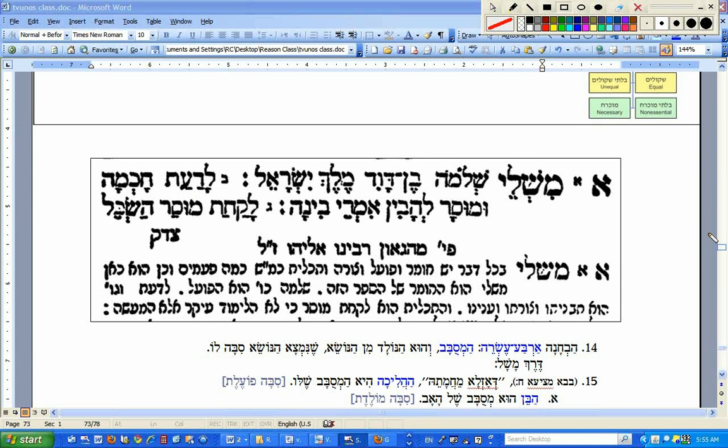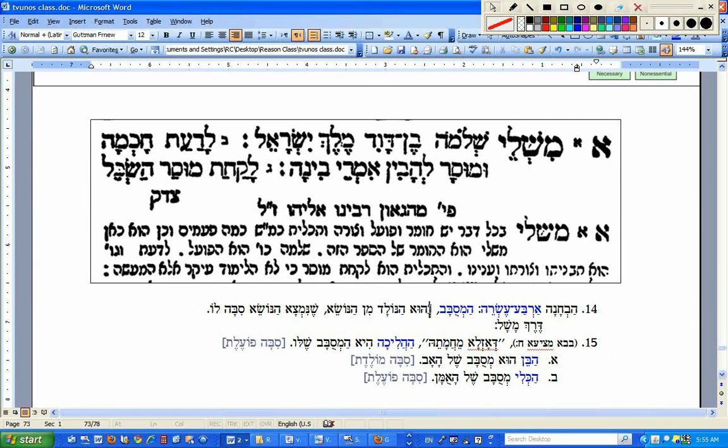Now, when you have siba, you have mesubav. That's the result of the causes. So that's number 14 here. Mesubav hu hanoled min hanose. The mesubav is that which is born from the cause. The nimsa hanose siba lo, and therefore the cause is the siba of the mesubav, the result.